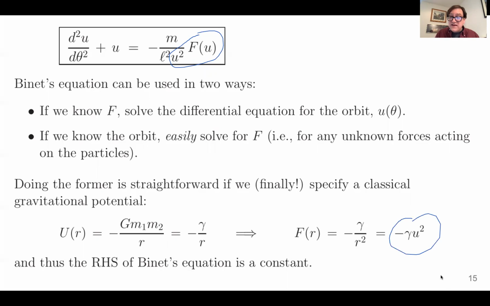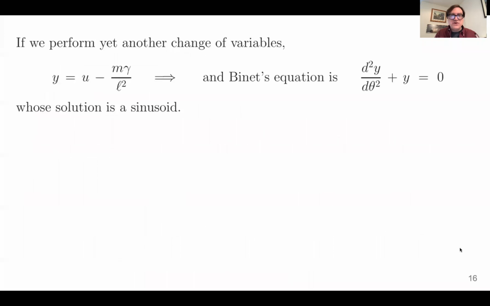And that is a helpful thing for solving it because if it was some weird function of u, that would complicate the whole differential equation solving aspect of it. But if it's a constant, all we need to do is create one more new variable, a straightforward one that we call y. It's just u plus a constant, and it's that same constant that appears on the right-hand side of Binet's equation, with a negative sign.